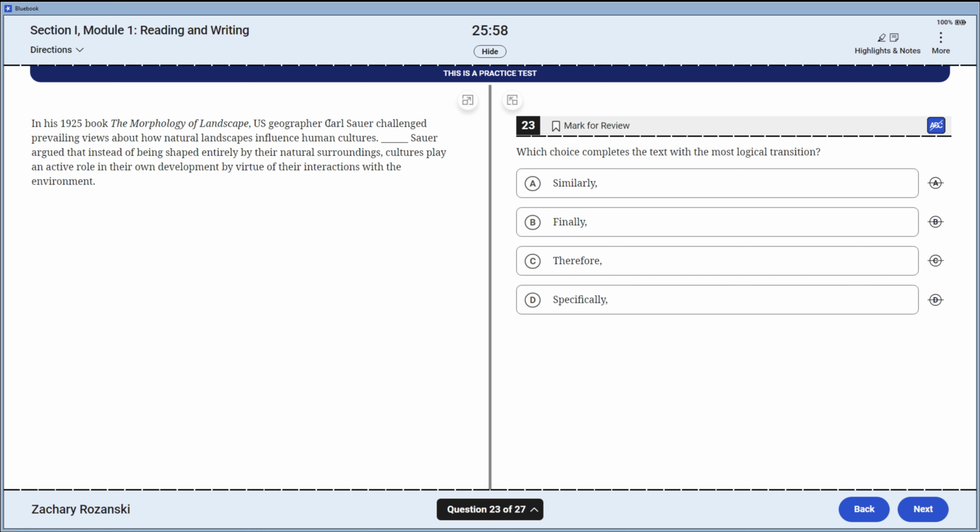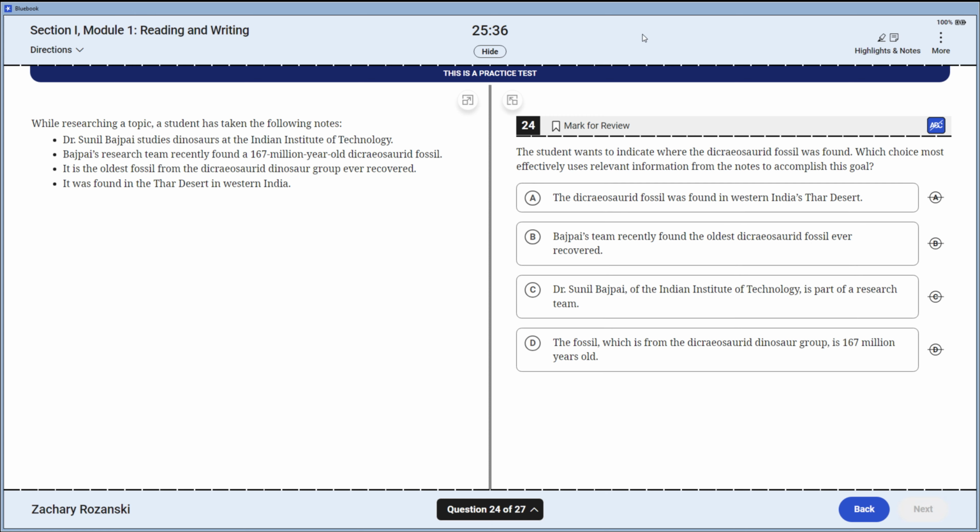For this one, we've got another name title, no comma here because there's no determiner. He challenged the prevailing views. Then we've got he argued that instead of being this, which seems to be a demonstration of the specific way in which he argued. It's not similarly because it's not the same. Finally, there's no first, therefore no cause, no effect, just specifically.